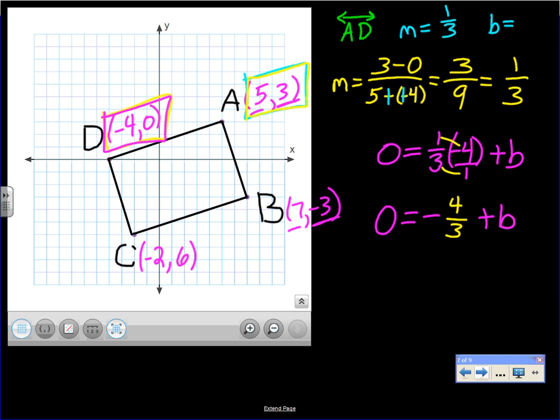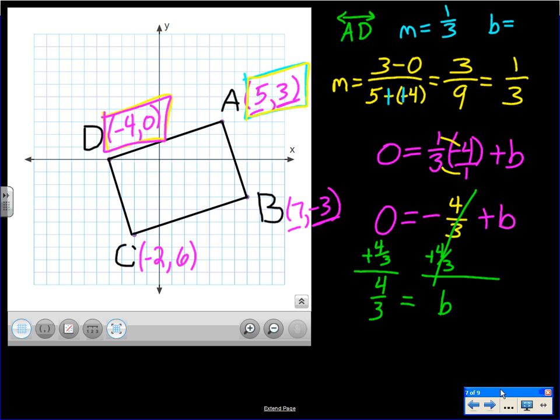And from here, we just need to solve for b. We're going to add 4/3 to both sides. And b is equal to 4/3. And from this part, we are able to write our equation. We know b is equal to 4/3. So therefore, we can write our equation.